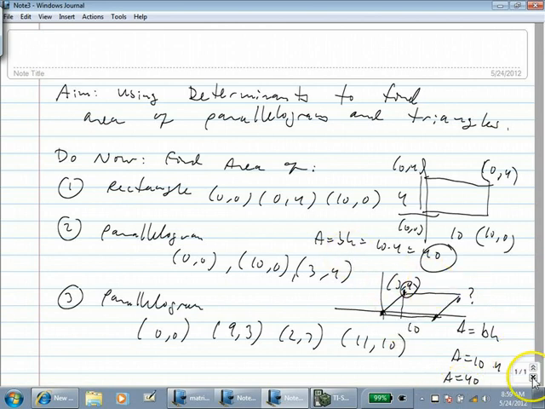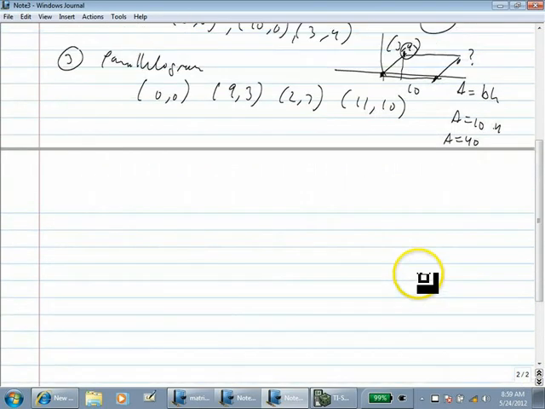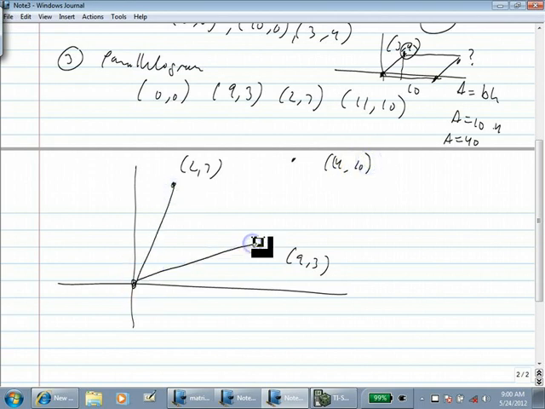But this other parallelogram is going to be a challenging question. There are different ways to do this question. It will probably take the class a while to answer it, but I'm going to just draw the picture to give you an idea here. 9, 3, 2, 7 is up here. 14, 10 is over there. So this parallelogram is harder because we don't really know initially the base or the height of it.